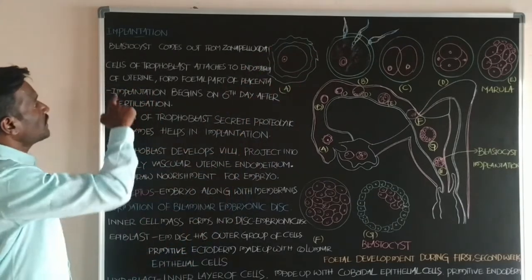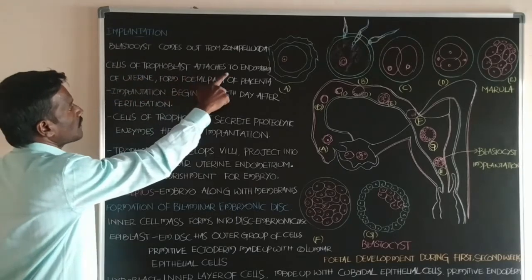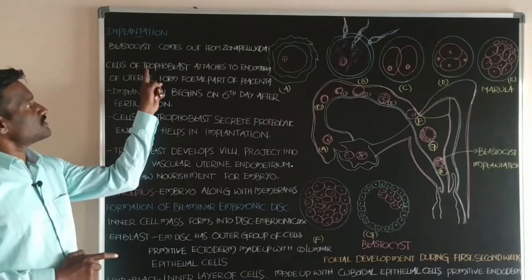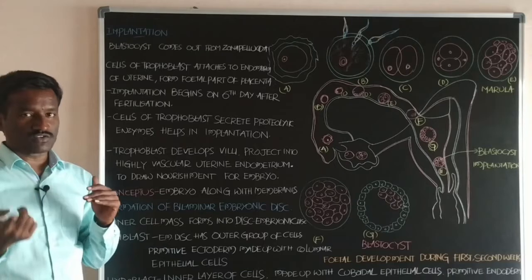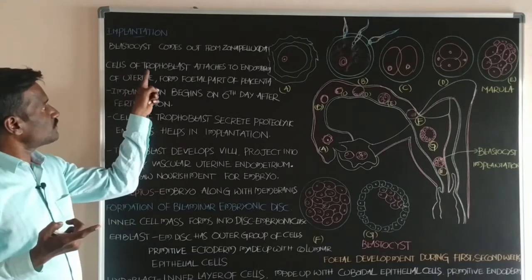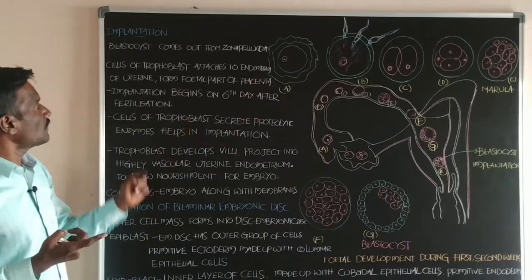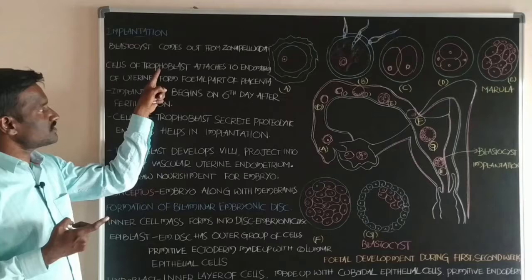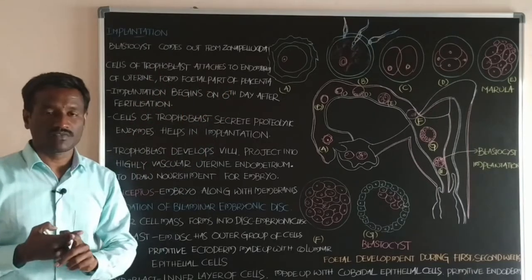Next, cells of the trophoblast attach to the endometrium. The trophoblast is the outer cell layer of the blastocyst. Cells of the trophoblast attach to the endometrium of the uterus, and trophoblast cells also form the fetal part of the placenta.